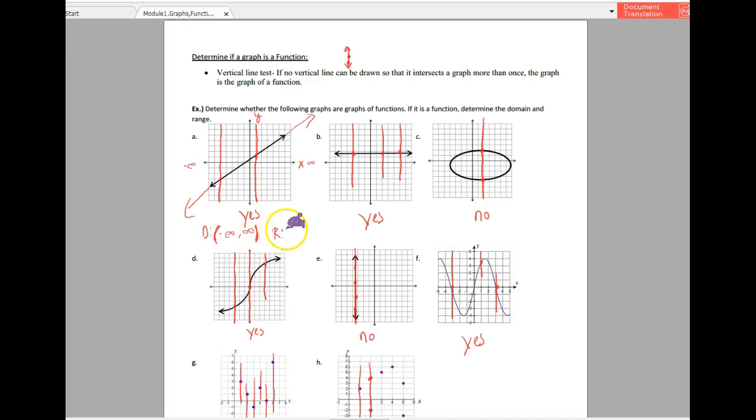The range is going to be how far up and down. Again, if this graph continues forever in both directions, it's going to keep going up and down forever.